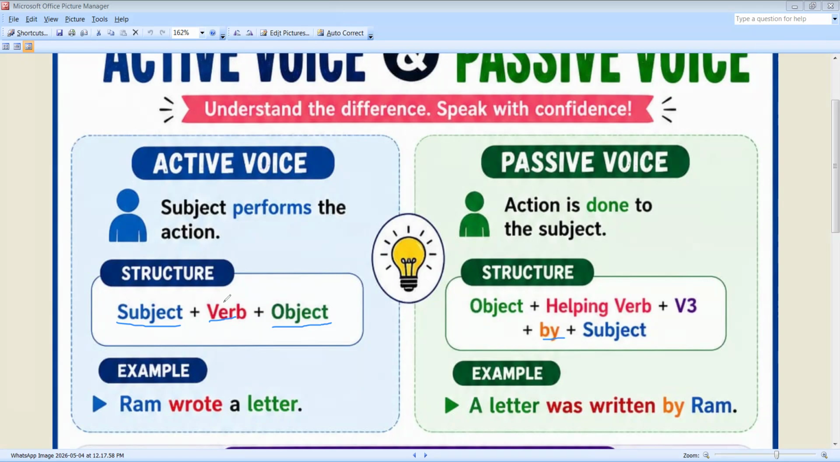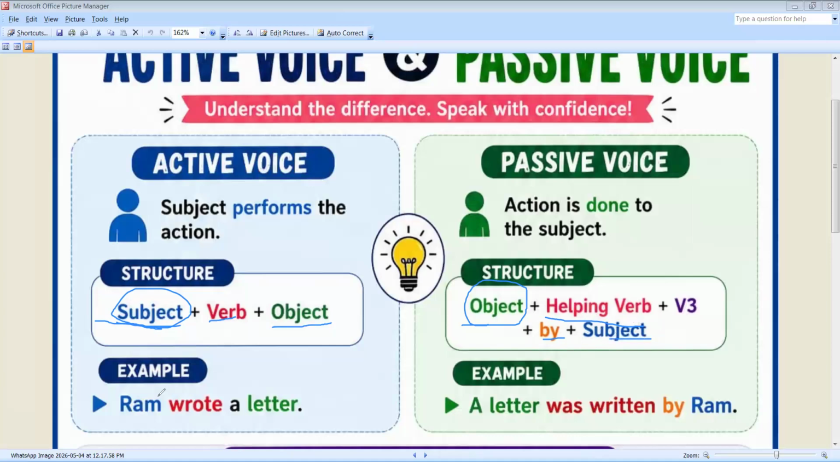Here is another difference between active voice and passive voice. In active voice the subject comes first, whereas in passive voice the object comes first. That is the main difference. After that there will be a helping verb, the verb is in v3 form, and we have to add by. Then lastly the subject. You have to keep this in your mind.